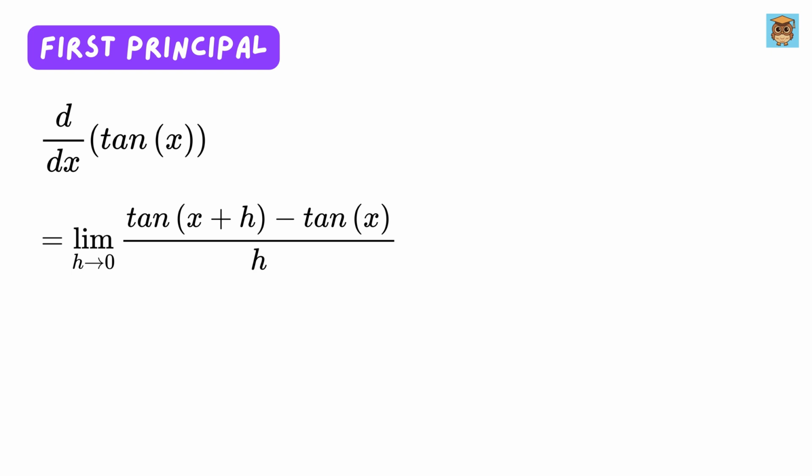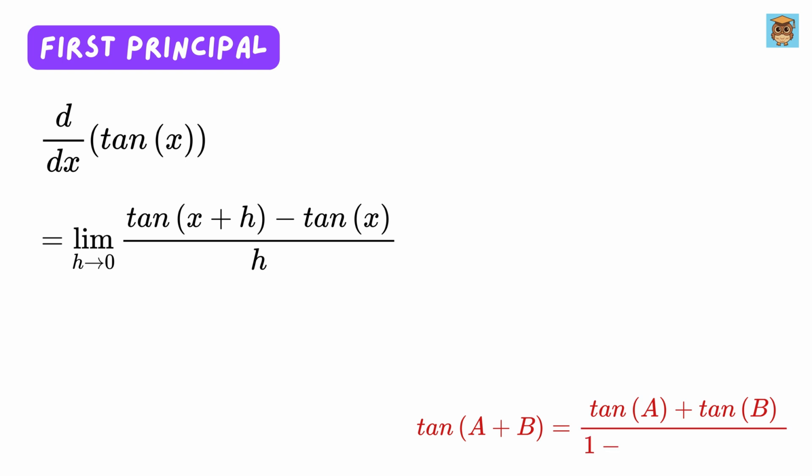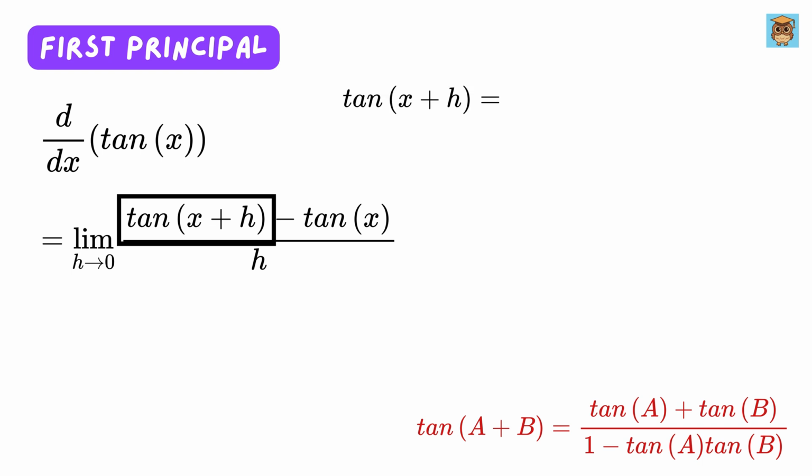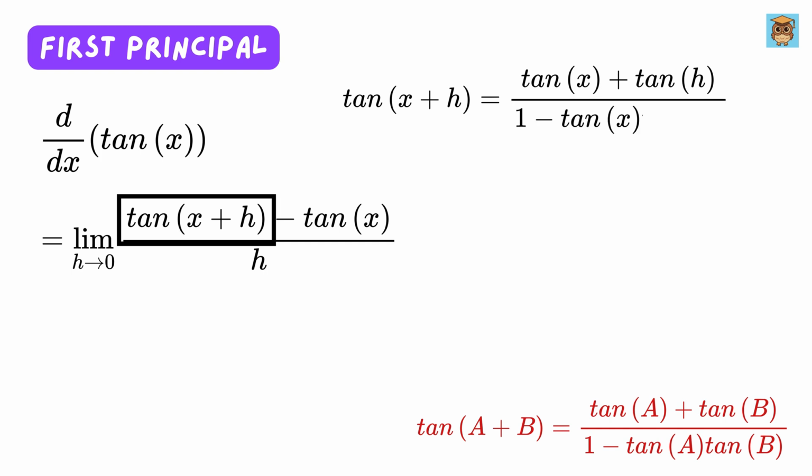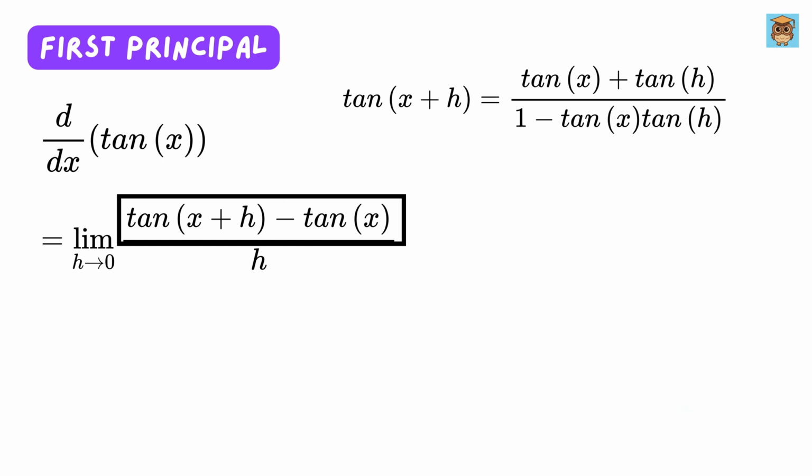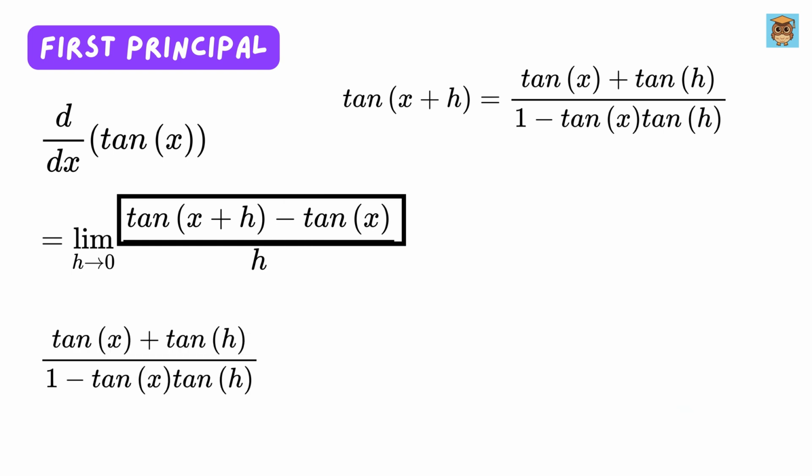To simplify tan of (x plus h), we use the tan addition formula, which says that tan of (a plus b) is equal to (tan of a plus tan of b) divided by (1 minus tan of a times tan of b). Applying this to tan of (x plus h), we get (tan of x plus tan of h) divided by (1 minus tan of x times tan of h). Next, tan of (x plus h) minus tan of x equals this minus tan of x.